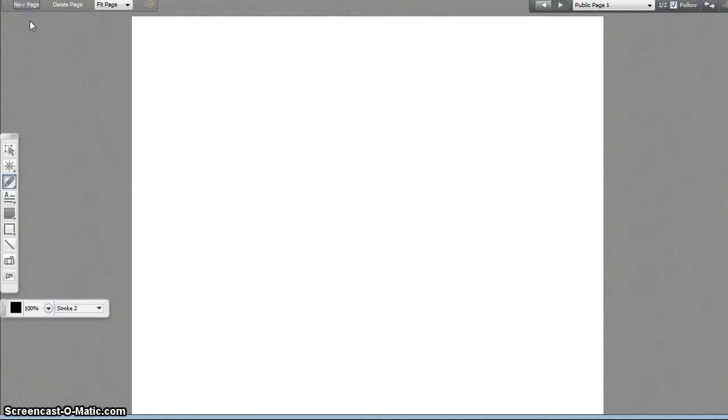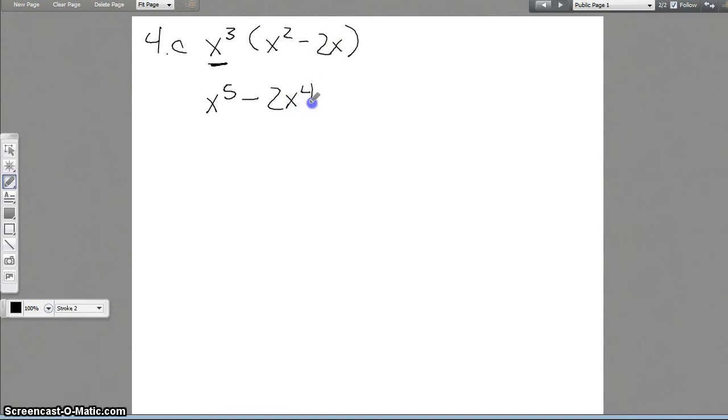Okay, so let's look at our problems. We're going to try number 4, part C. Number 4, part C says, use the distributive rule to find each of the following products. What we have here is x cubed times x squared minus 2x. I'm going to show two ways to work this. One is just straight multiplying. We're going to take our x cubed and multiply it by each of the terms inside the parentheses. x cubed times x squared is x to the 5th. x cubed times negative 2x is negative 2x to the 4th.